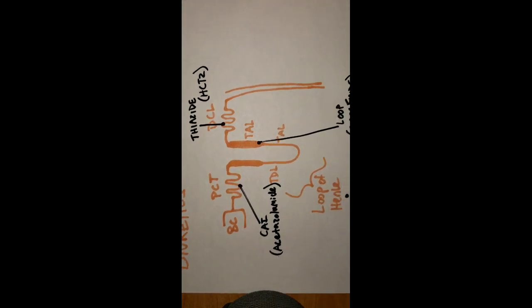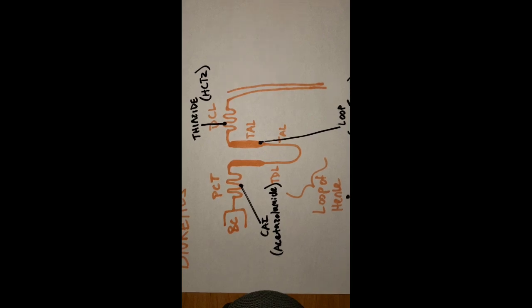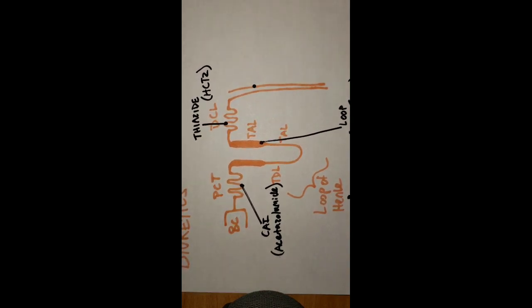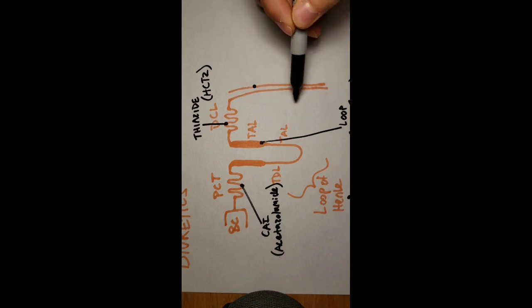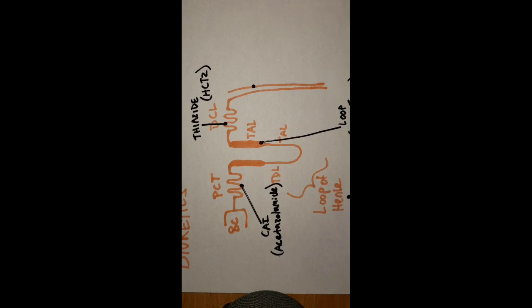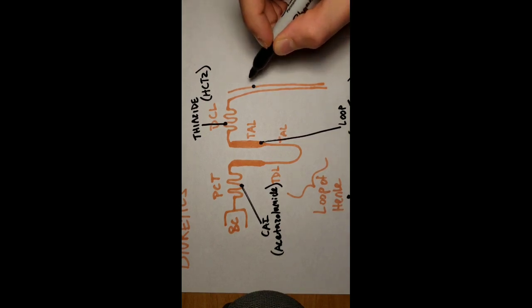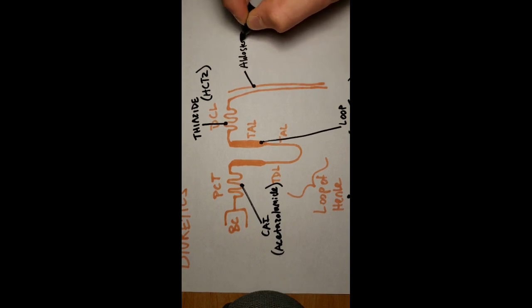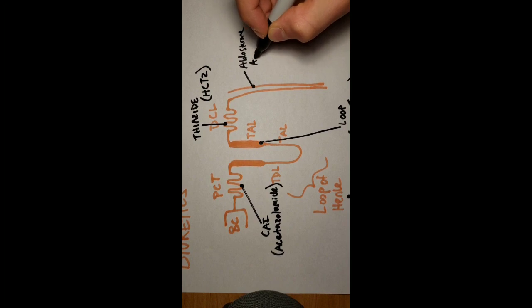Let's discuss the class of diuretics known as aldosterone antagonists. And these are active here in the collecting tubule. So this upper half here is the collecting tubule. This lower half here is the collecting duct. It's just anatomical semantics, but there you go. So here in the collecting tubule, we have our aldosterone antagonists.